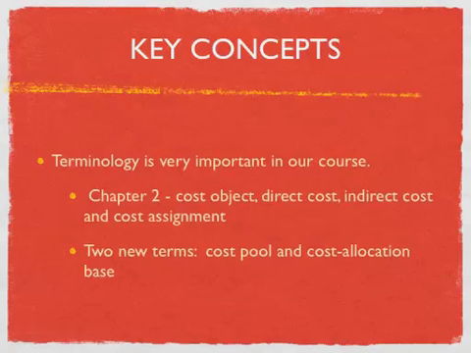So in chapter 4, we see 2 new terms introduced to us, and they'll be very important to us as we move forward with the text. So cost pool is a grouping of individual indirect cost items. Cost allocation base is a systematic way to link indirect costs to a cost object. So those are 2 important things that we'll need to keep in mind as we review the material.